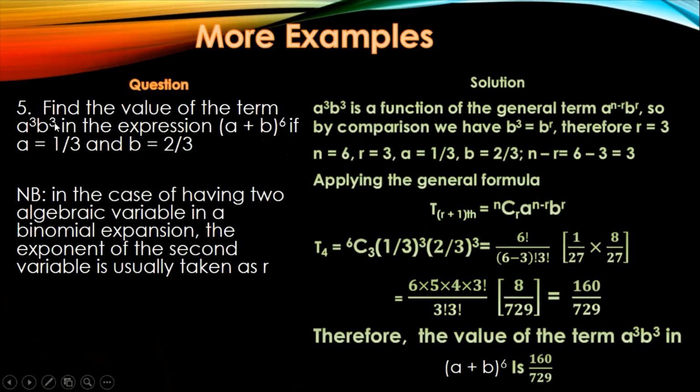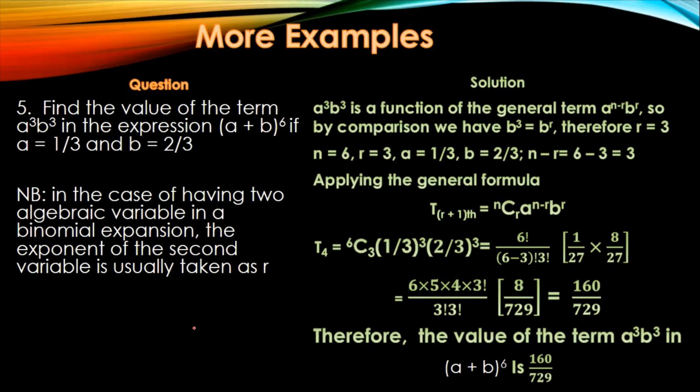It says find the value of the term a raised to the power of 3, b raised to the power of 3 in the expression, if a is equal to 1 over 3 and b is equal to 2 over 3.